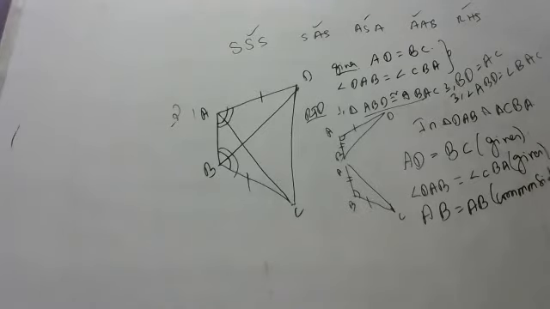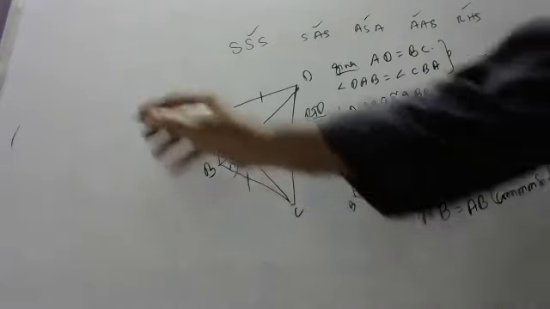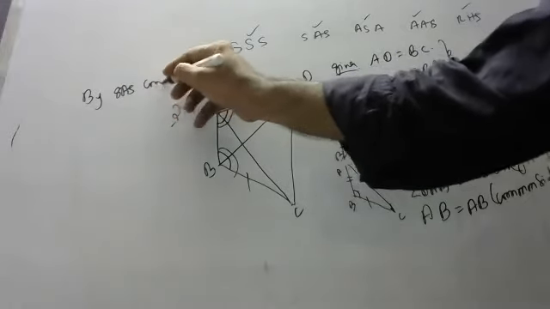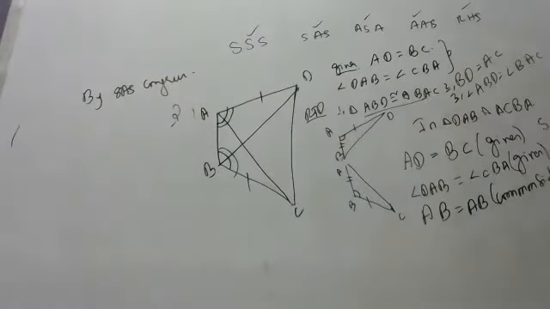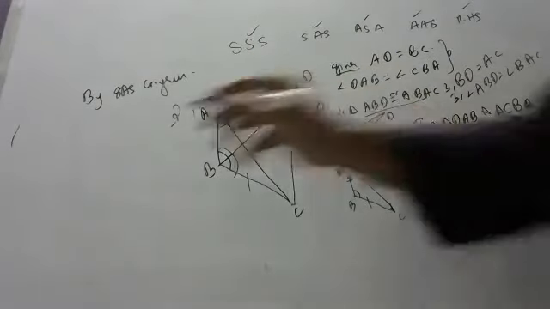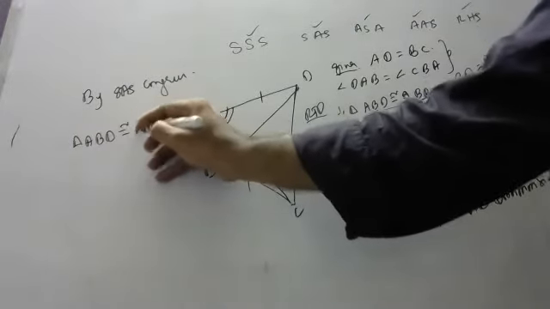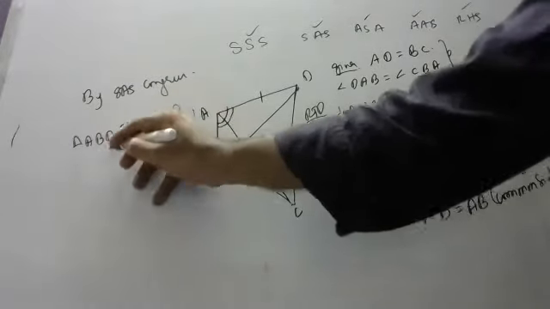So, children, which congruency condition? One side, one angle, one side. Which congruency condition? SAS. By SAS congruency, triangle ABD is congruent to triangle BAC. Okay, children.